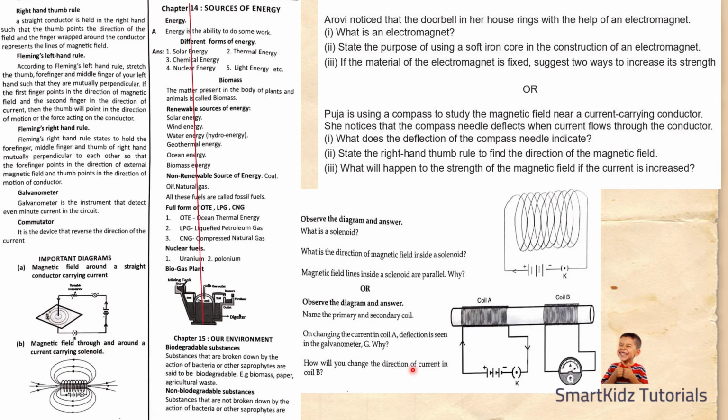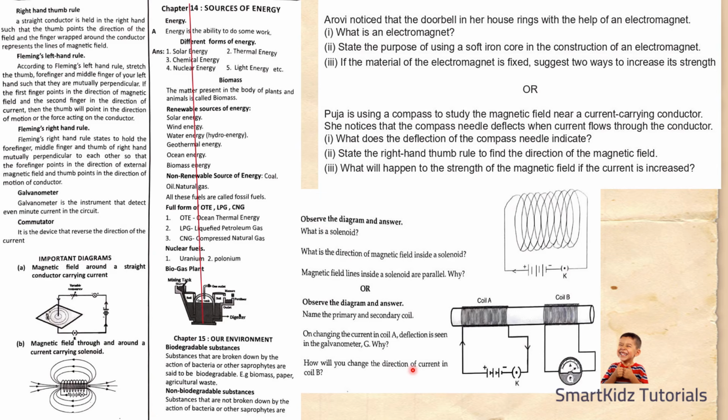How will you change the direction of current in coil B? Well, reverse the battery terminals. Okay, you reverse the battery terminal in coil A, and you will see the difference in coil B then. So lots of application questions are seen in case of this particular chapter.